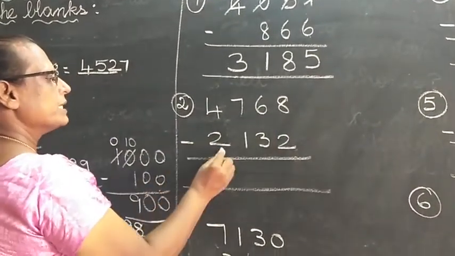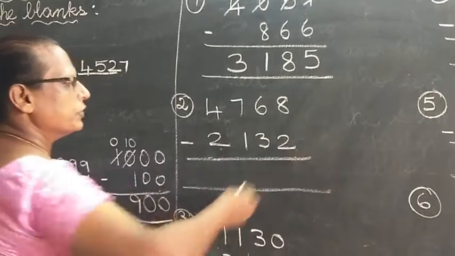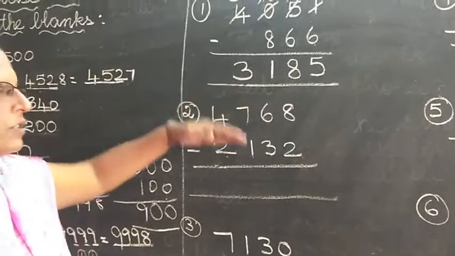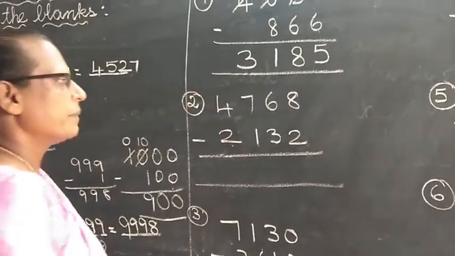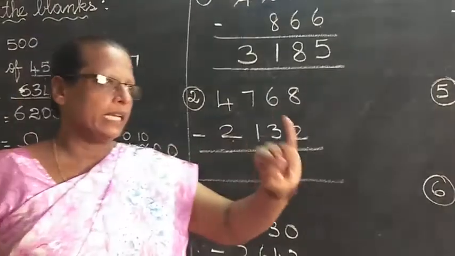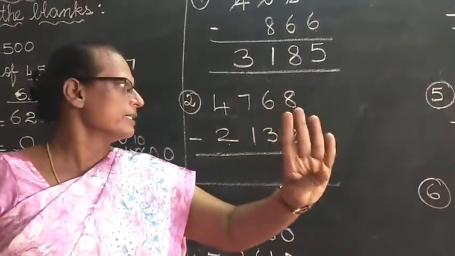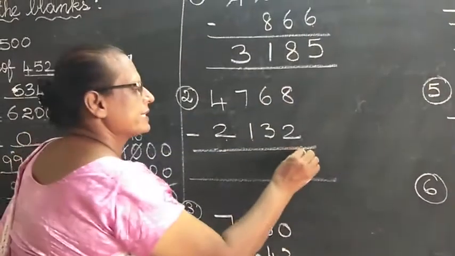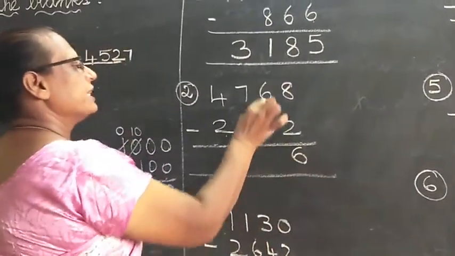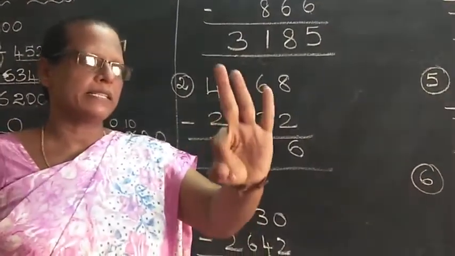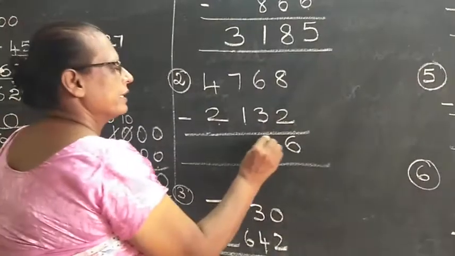4768 minus 2132. This is very easy because all the numbers are bigger here, isn't it? So without borrowing you can subtract this one. After 2 you count up to 8, children. After 2: 3, 4, 5, 6, 7, 8. So what's the answer, children? 6. And after 3 you count up to 6, children. After 3: 4, 5, 6. 3.